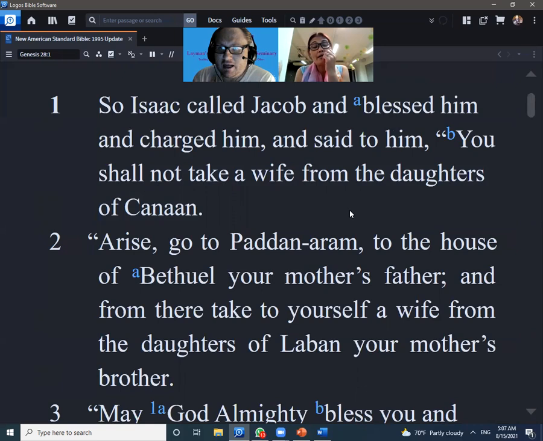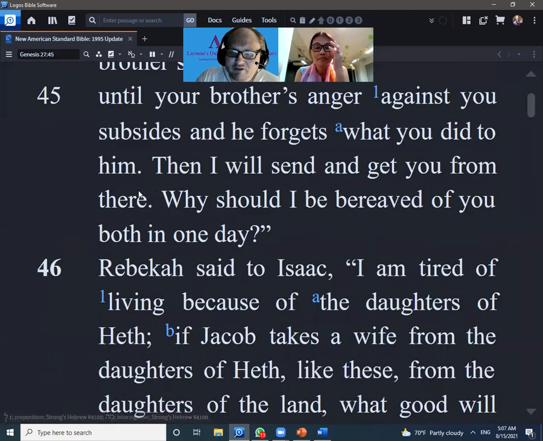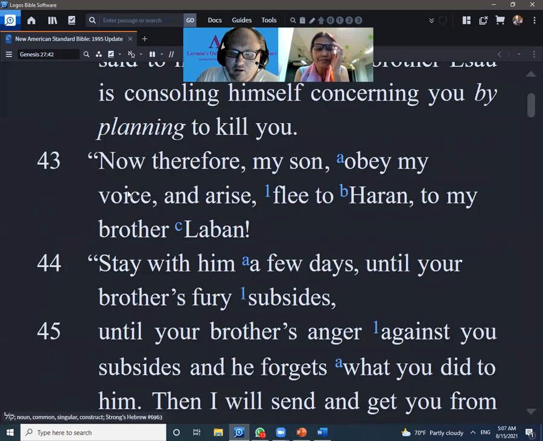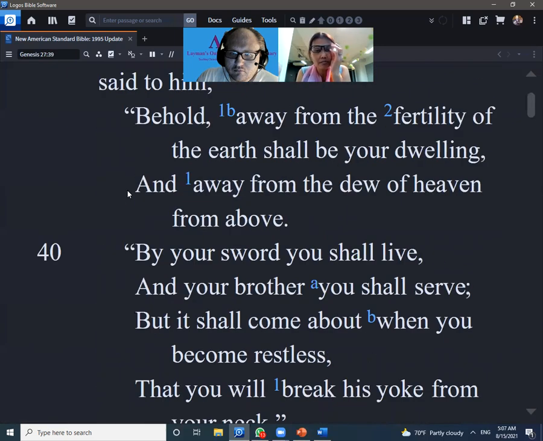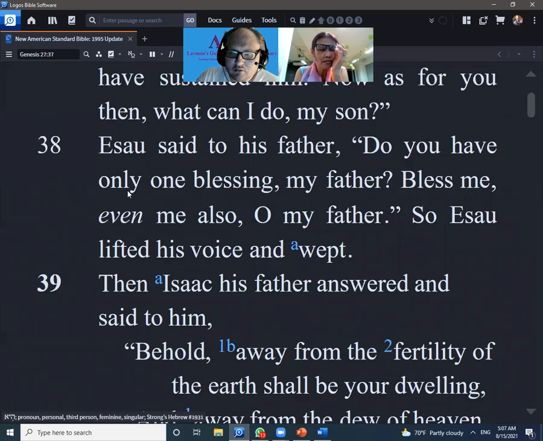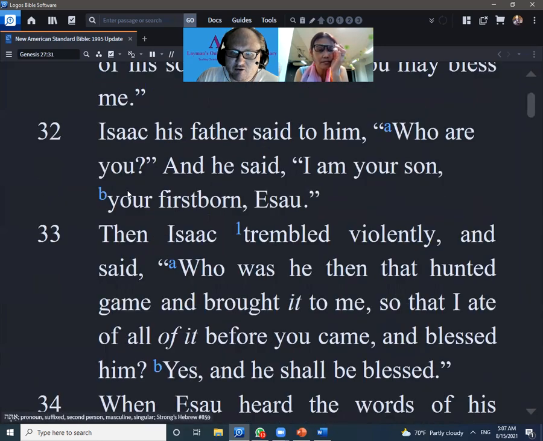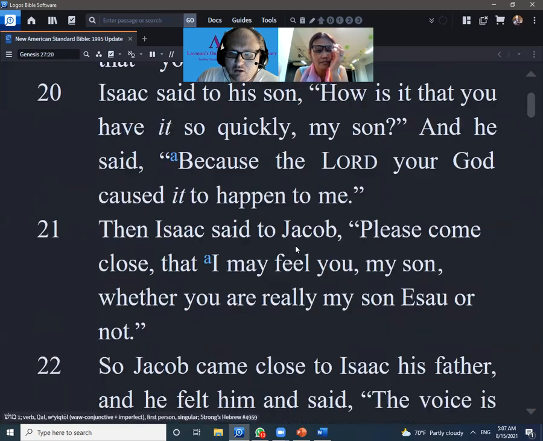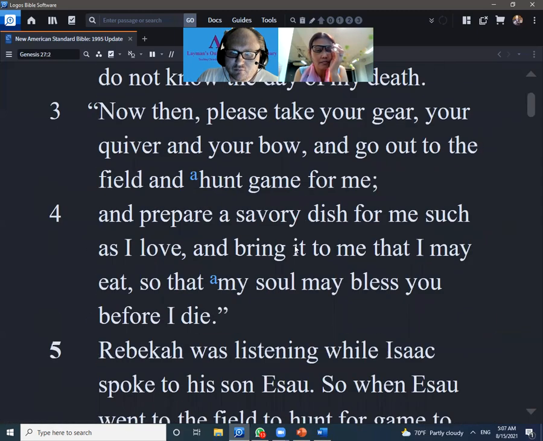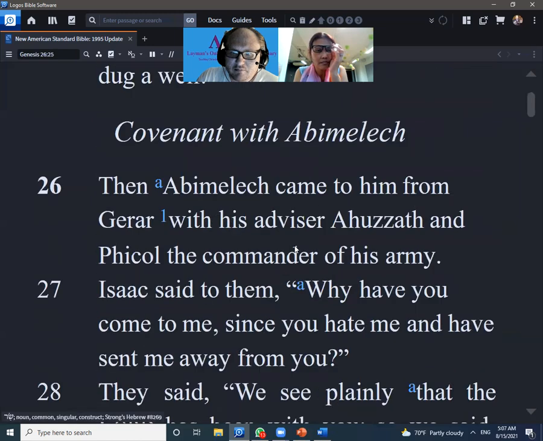But why is God not letting Jacob marry Canaanites? He doesn't look at the previous statement. Canaan is a promised land. Look, you got to back up and read this too. Give me a second. I have to back it up.